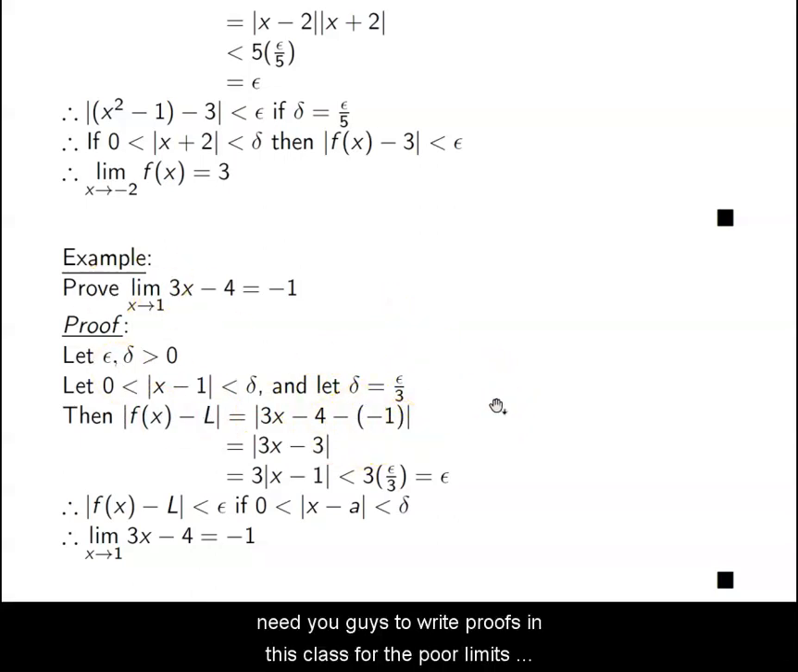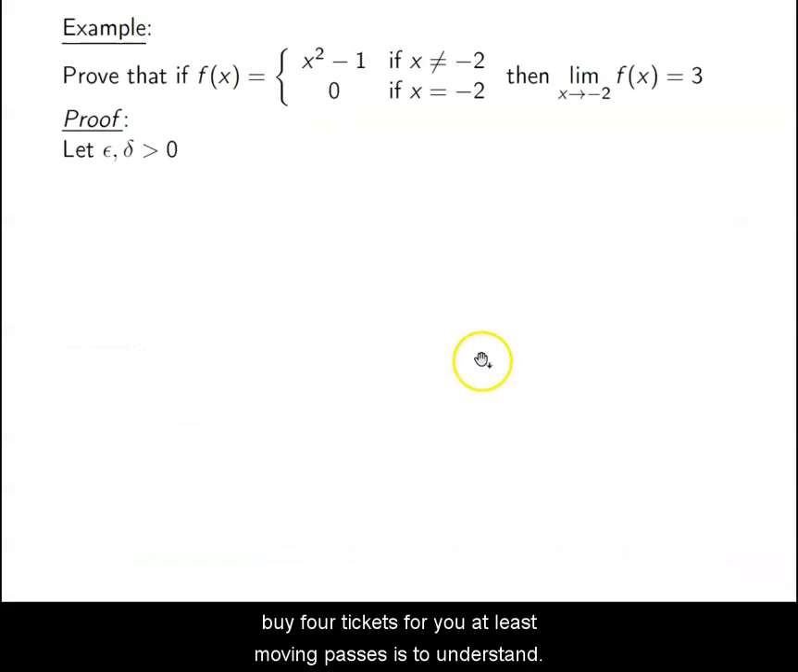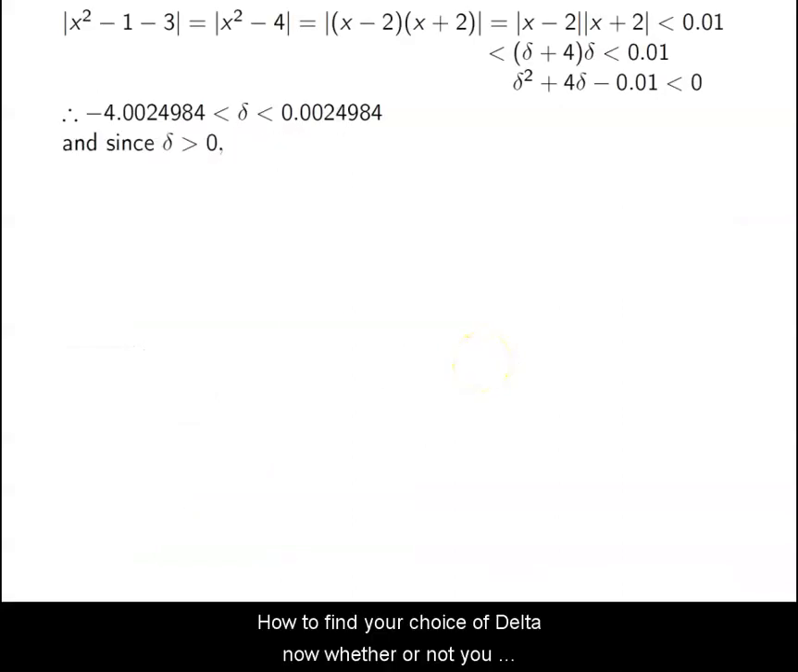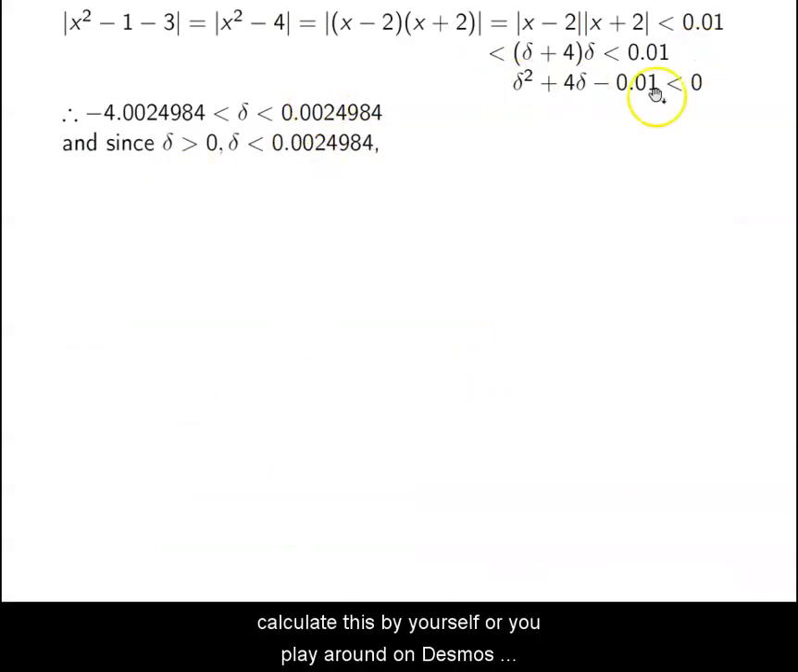Again, I don't need you guys to write proofs in this class for epsilon delta limits. They're difficult. Every time I go over this in my classes, I have to review myself because it's hard for me also. But my expectation for you, at least moving past this, is to understand how to find your choice of delta. Now, whether you calculate this by yourself or you play around on Desmos and figure out what that value needs to be just by playing around, that's good enough for me.